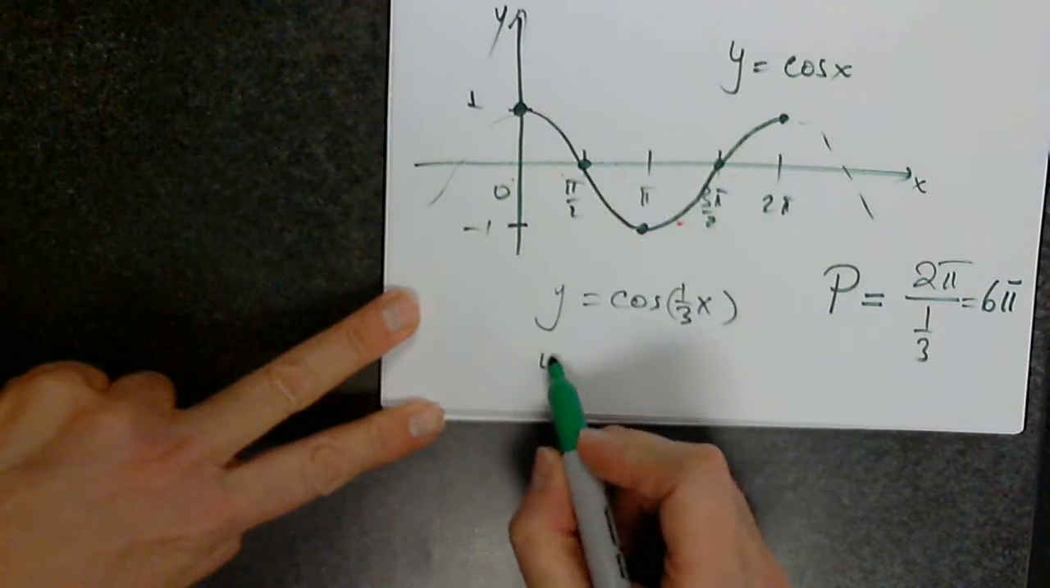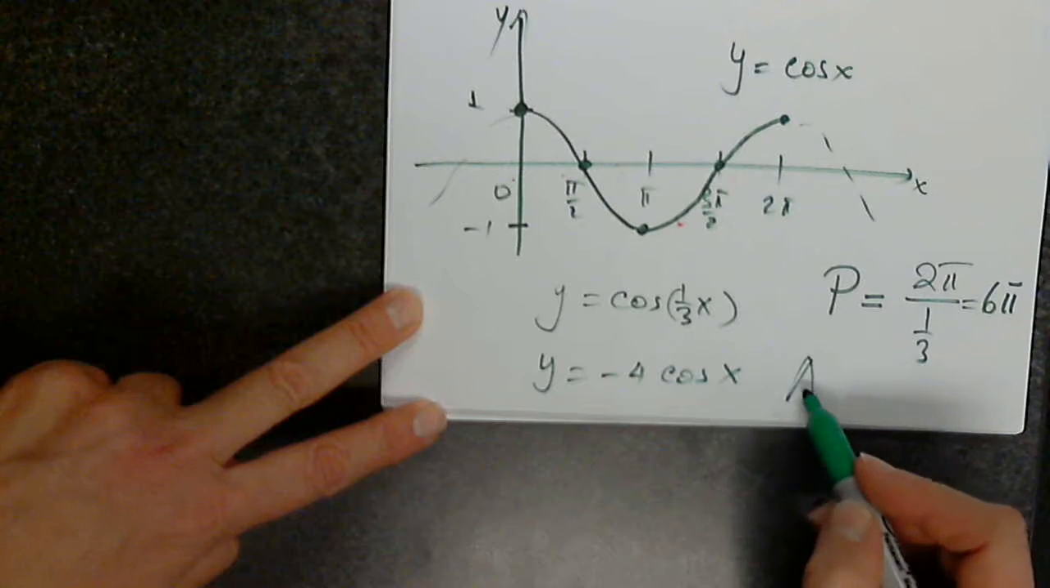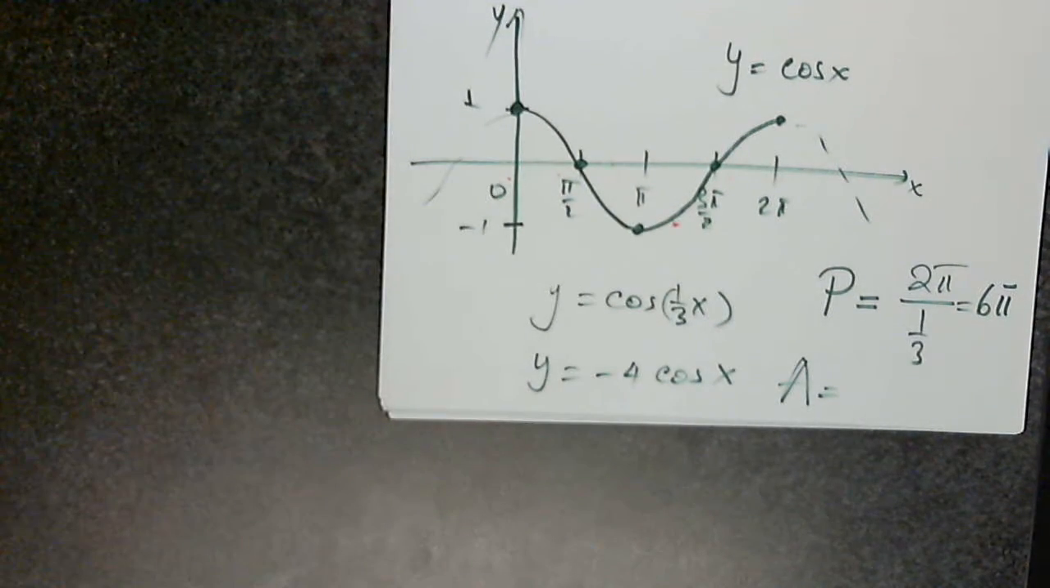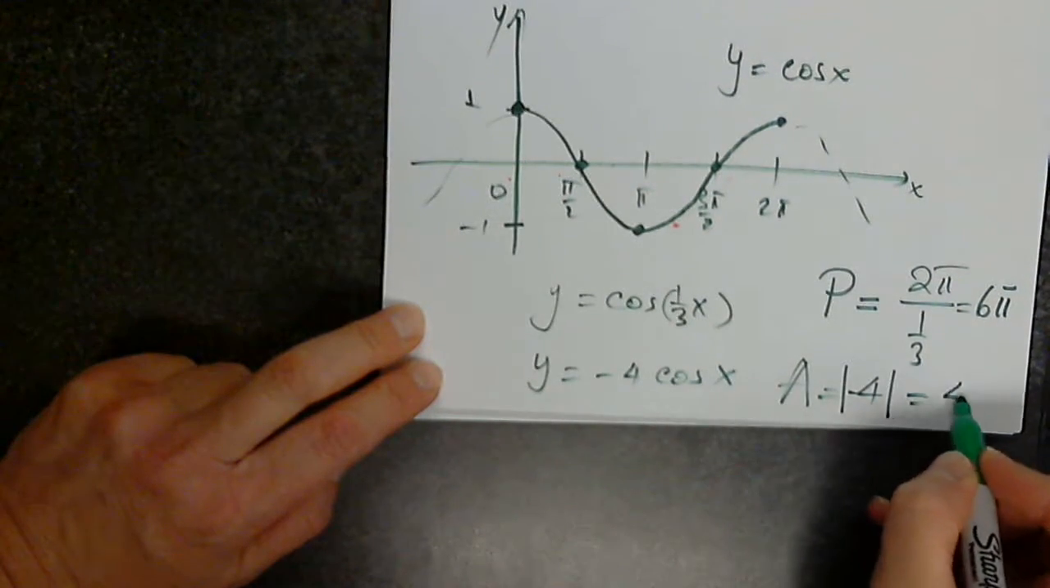Okay. What about y equals -4 cosine x? I just want the amplitude. What is the maximum possible value for this function? What is the minimum possible value for this function? So it's the -4 in front in absolute value, which is 4.